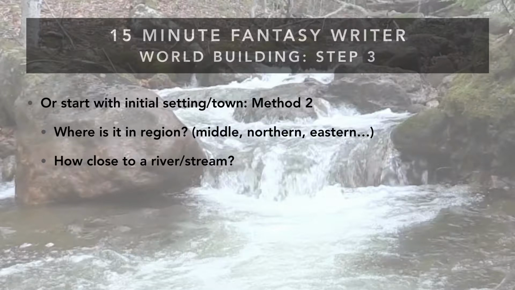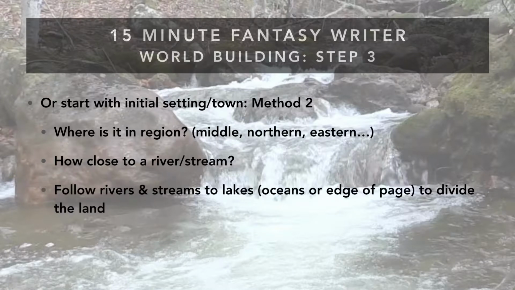So start with that first location or your chosen city and decide how close it is to a river, a lake, or an ocean, and draw it in. Whatever you choose, continue that line. If it is a river, follow it to the outlet and draw along the coast if it has one. Otherwise, stop when you reach the edge of the paper, demarcating your known world.